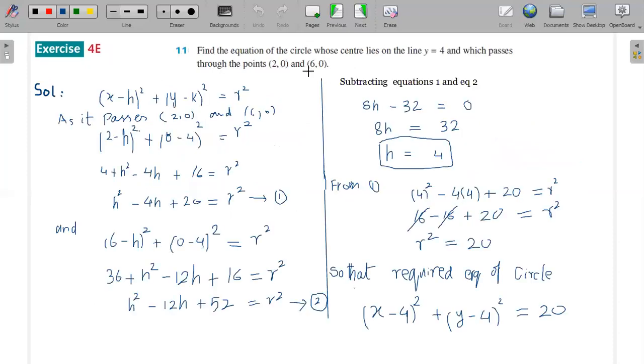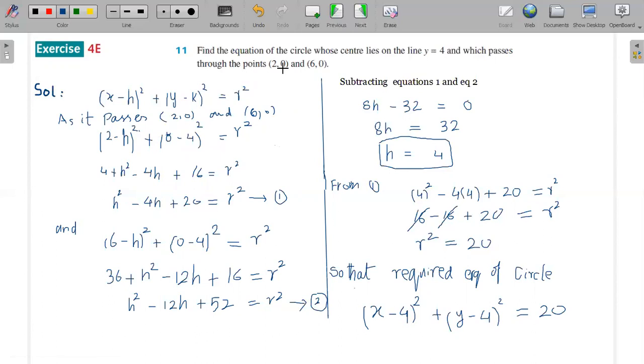Again, after 10, there is question number 11, and it also has 2 points and the line y equal to 4. What is meant by this y equal to 4? So the general formula of any circle can be written in this form. It passes through 2, 0 and 6, 0. We are given these 2 points. These 2 points lie on the required circle.